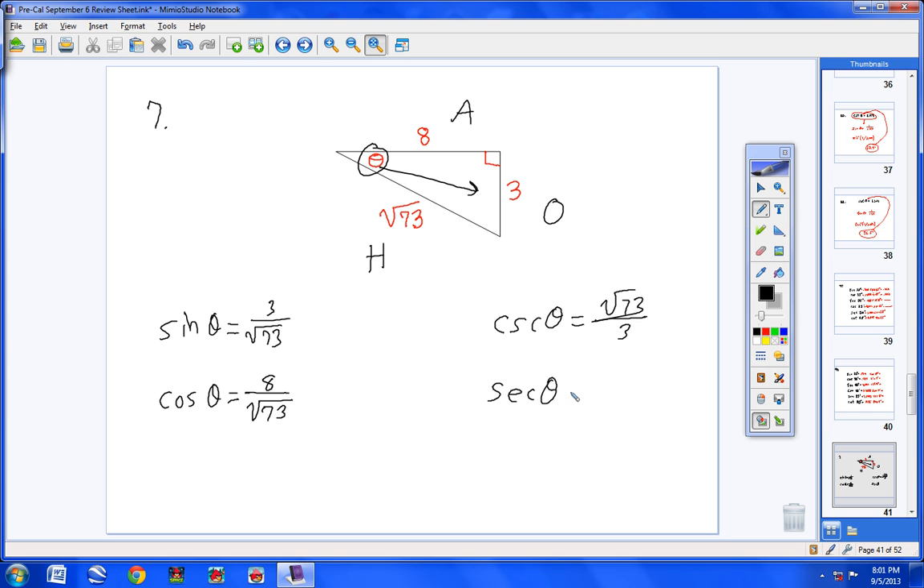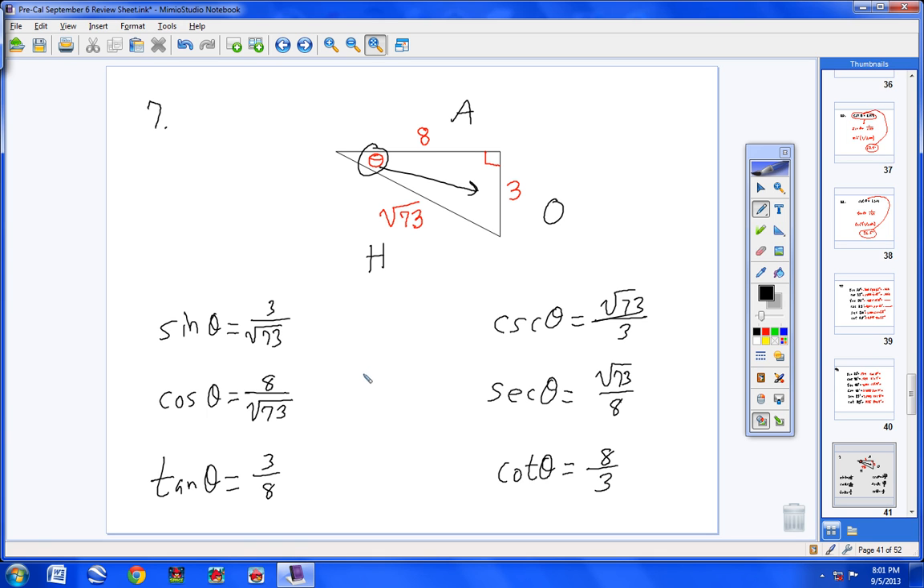So secant of theta would be square root of 73 over 8. Very good. And then the tangent of theta would be opposite over adjacent, so 3 over 8. The inverse of tangent is cotangent, and the cotangent of theta would then be 8 over 3. Cool beans, moving right along.